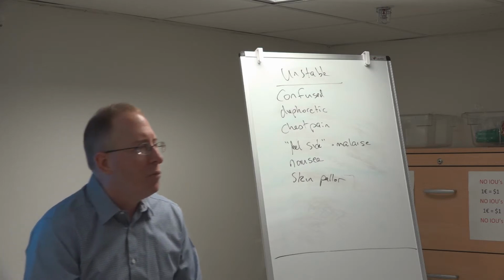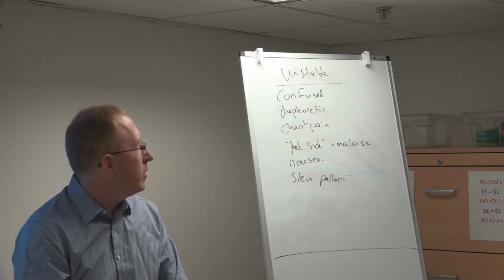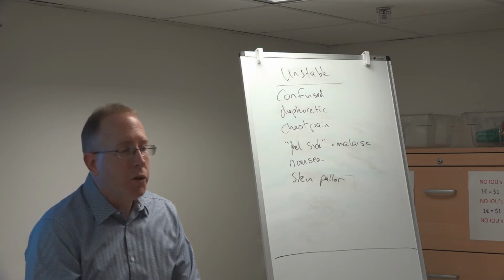Generally, somebody has an abnormally slow heart rate, or bradycardia, and the heart rate is 40, and they're having symptoms of that.